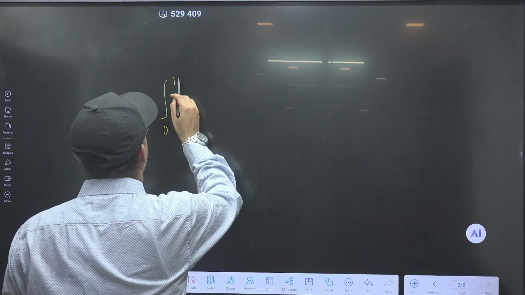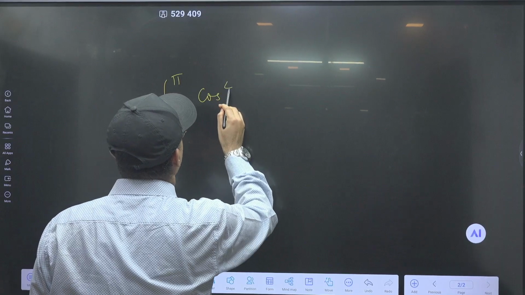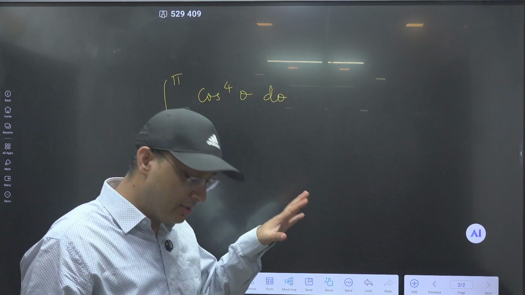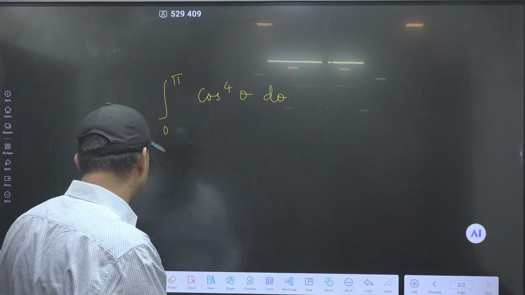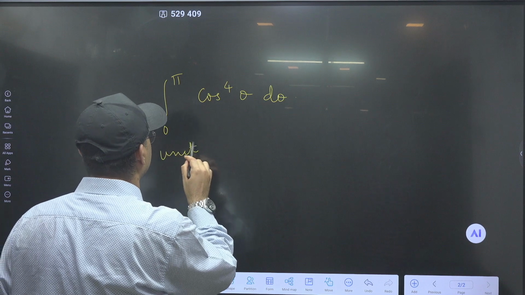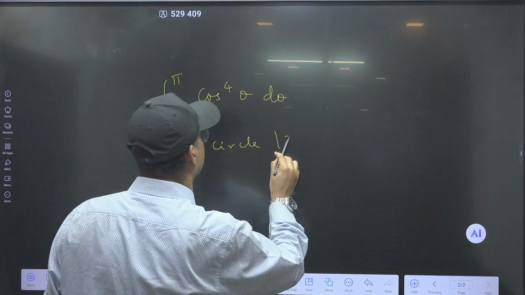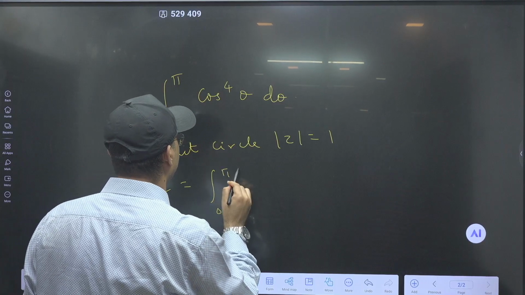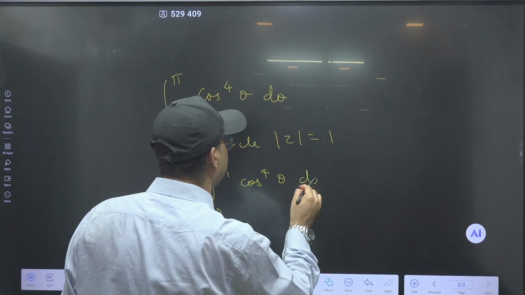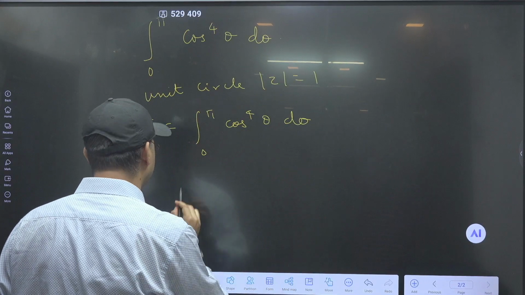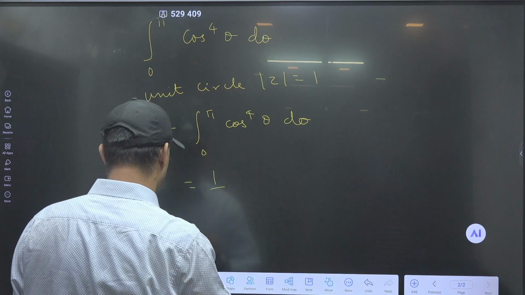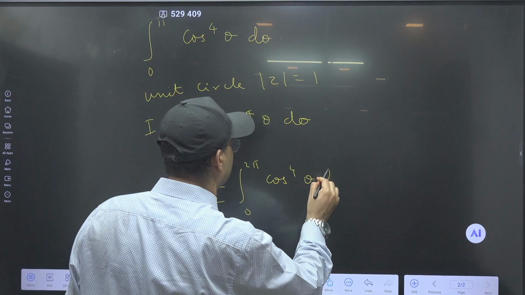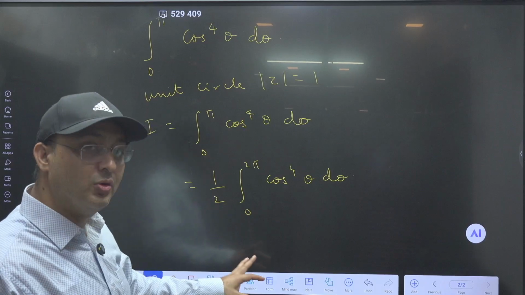0 to pi cos to the power 4 theta d theta. Okay, right? Now we understand that this has to be converted over. This is on the concept of unit circle, that is integration around unit circle. So mod z is 1. So this integral 0 to pi cos to the power 4 d theta can be written as half times 0 to 2 pi cos to the power 4 theta d theta. Isn't it? Can I write it over the unit circle?